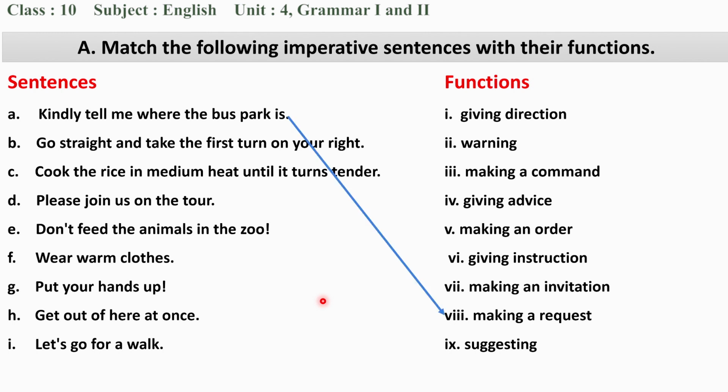Yes, it is making a request, okay? Kindly tell me where the bus park is. The person is making a request here, okay? Now next, go straight and take the first turn on your right. Now, showing the way to a visitor.